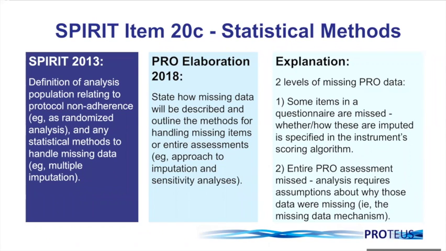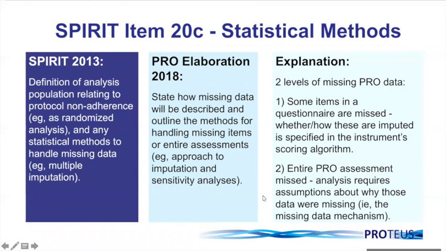The explanation here relates to the fact that there are two levels of missing PRO data. Sometimes items within a questionnaire are missed, and it's important to state as part of your statistical analysis plan whether and how these items will be imputed. This is typically stated already in the instrument scoring algorithm, so that's where you find that information.